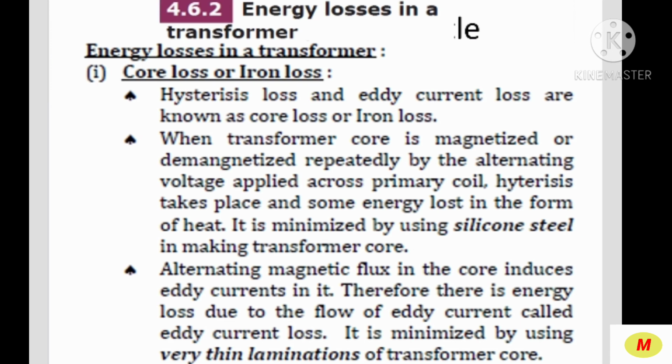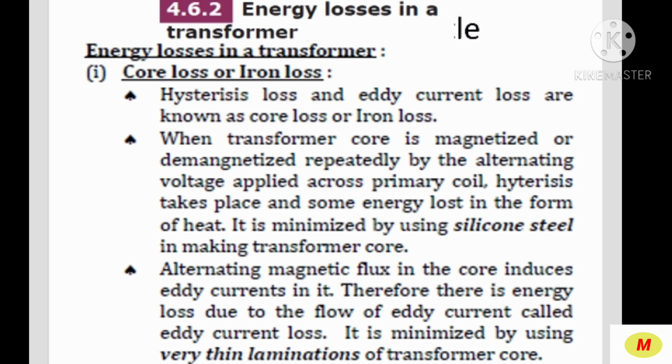Next one is energy losses in a transformer. Energy losses in a transformer are of three types. They are core loss or iron loss, copper loss and flux leakage. Let us discuss about that one by one. First one is about core loss or iron loss. Hysteresis loss and eddy current loss are known as core loss or iron loss.